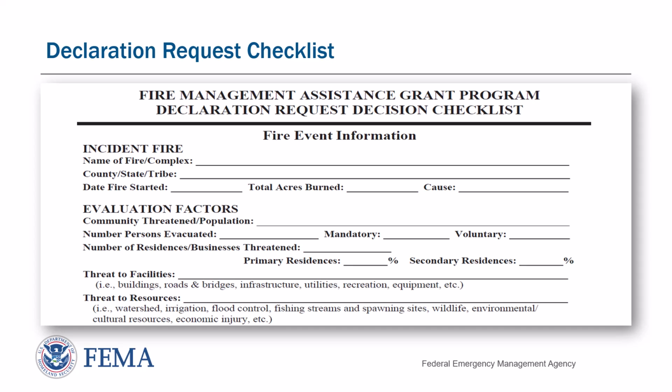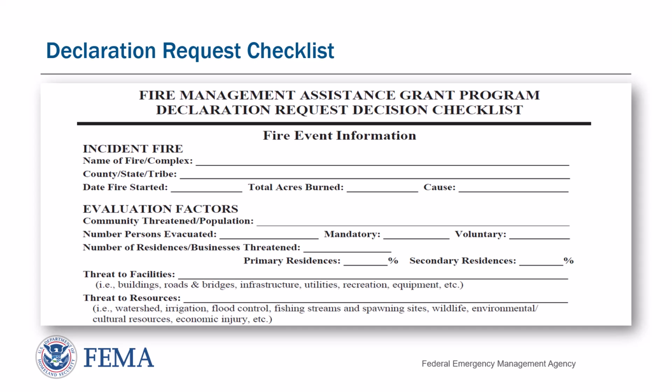So the FMAG Declaration Request Decision Checklist supports the declaration request process by providing a structured, consistent format that FEMA personnel can use to capture declaration request information and process the request. The checklist is divided into two separate sections: fire event information and FEMA determination.